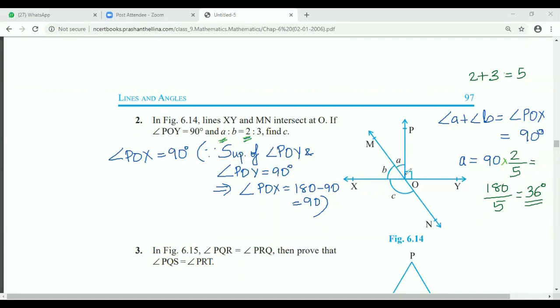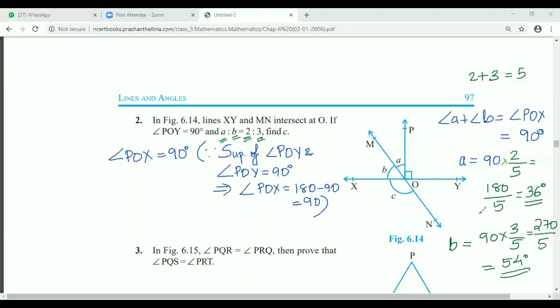Using this value of A, let's find the value of B also. If you know the value of A, you can find the value of B in two ways. The same way, 90 into 3 by 5, since the part of B is represented using 3, is equal to 270 divided by 5. What will be the value? 54 degrees.